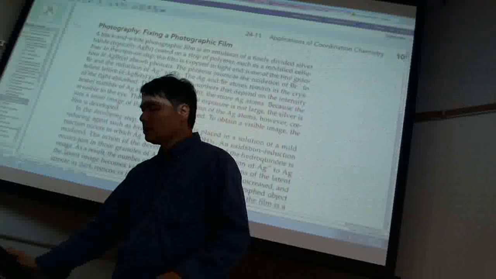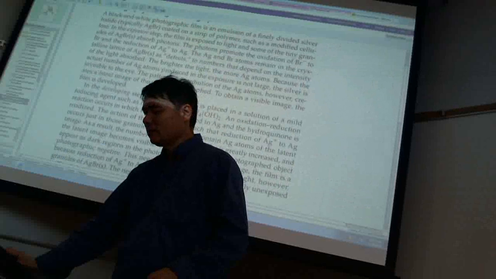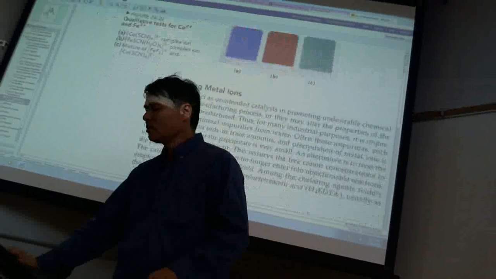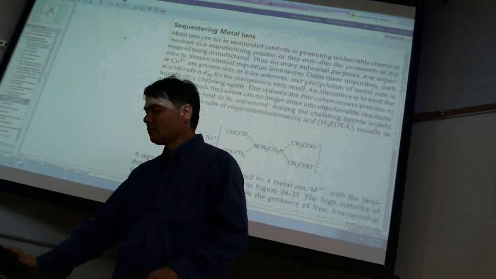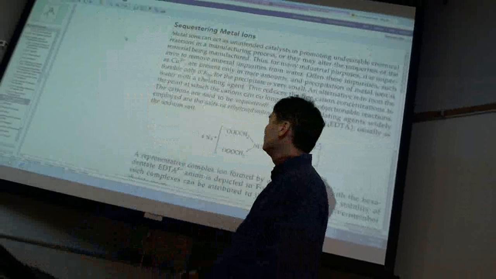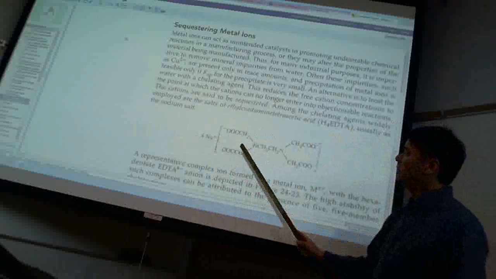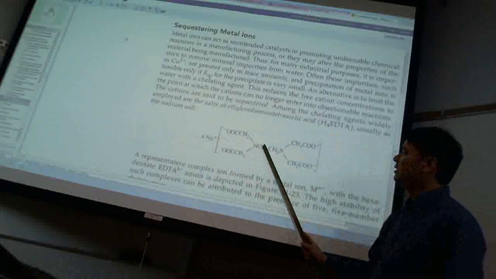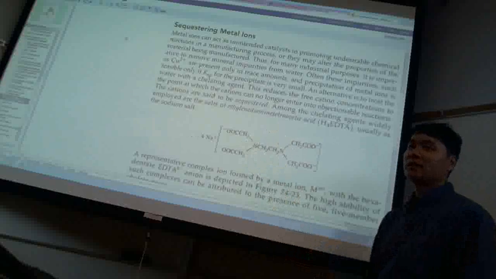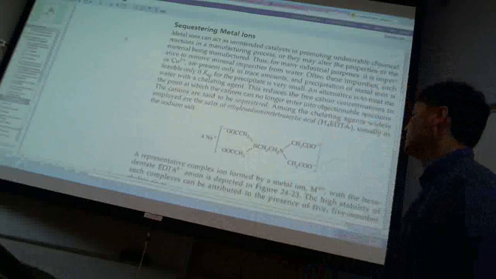All right, what are complexes used for? They're used in photography, fixing film. They're used in sequestering metal ions. Sequestering metal ions is isolating metal ions. You know, this is a very famous ligand. This ligand is what we call a hexadentate ligand. A hexadentate can bond in six places.